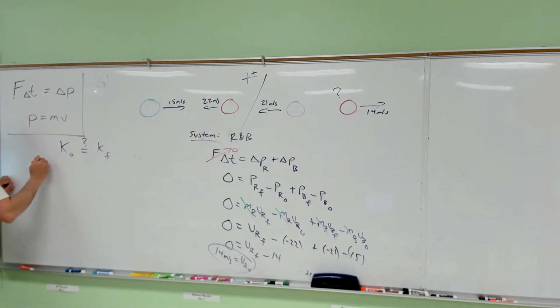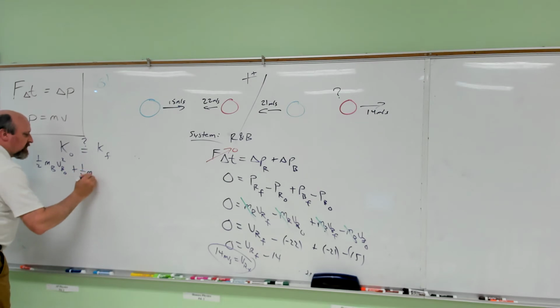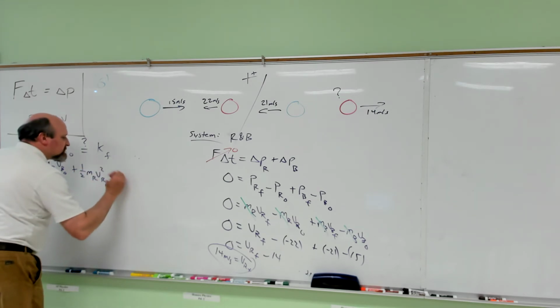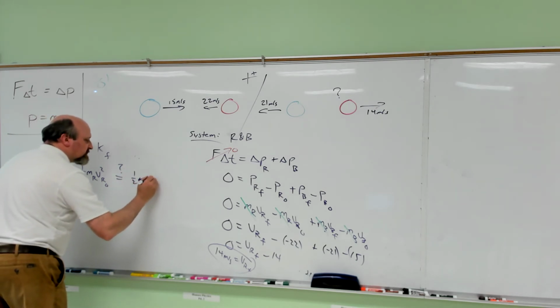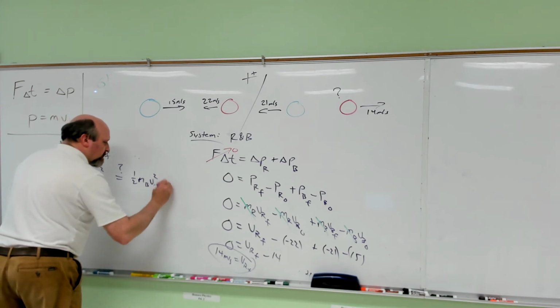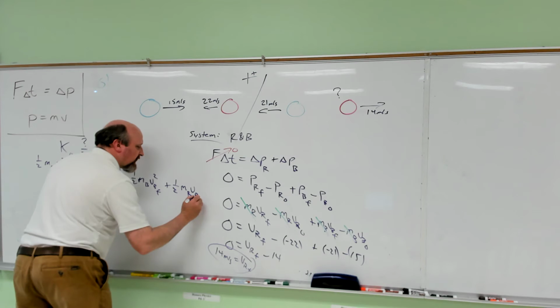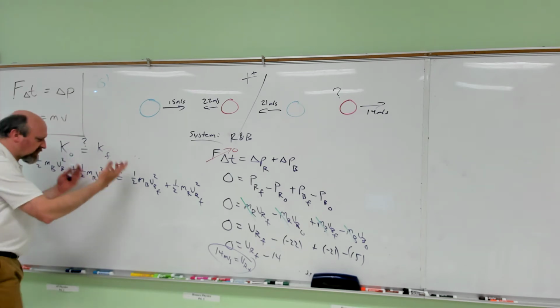So that'll be 1/2 mass of the blue ball, velocity of the blue ball at the start squared, plus the kinetic energy of the red ball, 1/2 mass of the red ball, velocity of the red ball at the start squared. Is that equal to the kinetic energy at the end? 1/2 mass of the blue ball, velocity of the blue ball at the end squared, plus the kinetic energy of the red ball at the end, 1/2 mass of the red ball, velocity of the red ball at the end squared. Okay, are you okay with what I did here? I think that's okay, right? Makes sense? Starting energy and ending energy are the same.